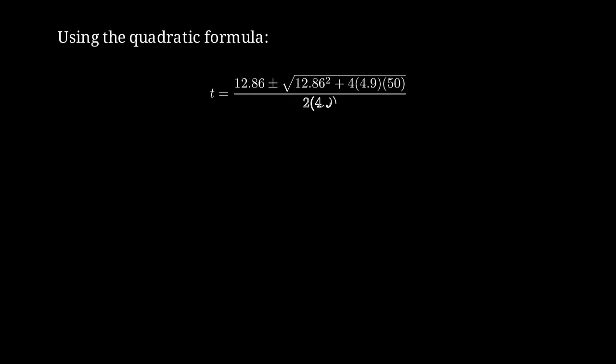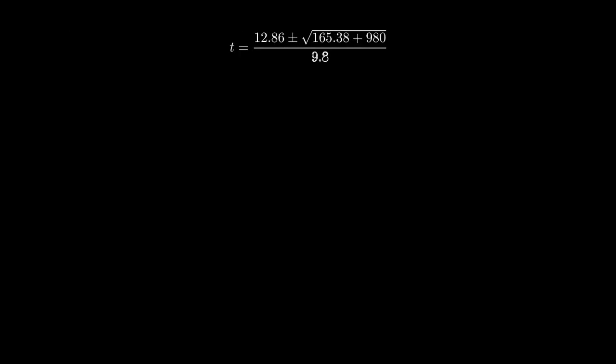T equals 12.86 plus or minus the square root of 12.86 squared plus 4 times 4.9 times 50, all divided by 2 times 4.9. That gives us 12.86 plus or minus the square root of 165.38 plus 980, divided by 9.8. Simplifying, we get 12.86 plus or minus 33.83 divided by 9.8. Taking the positive solution, we get t equals 4.76 seconds.